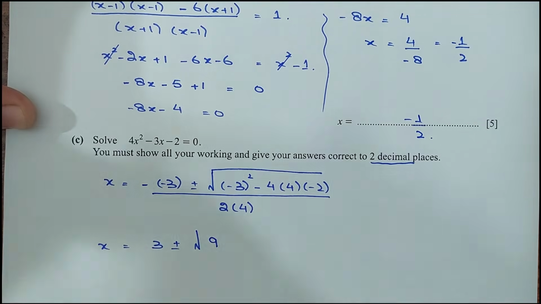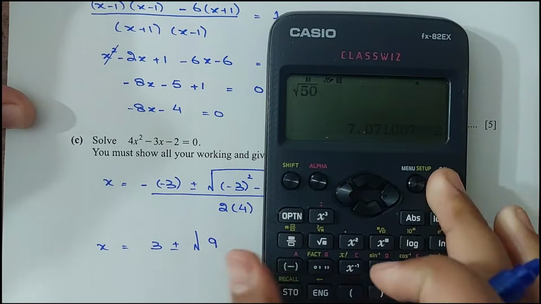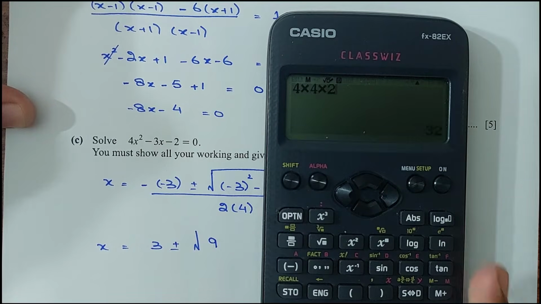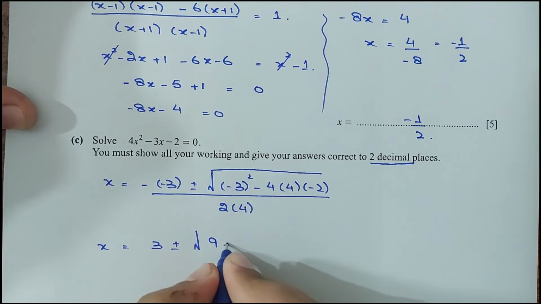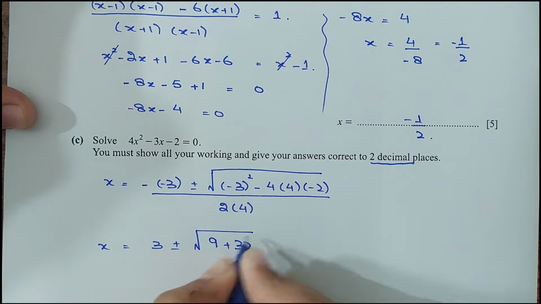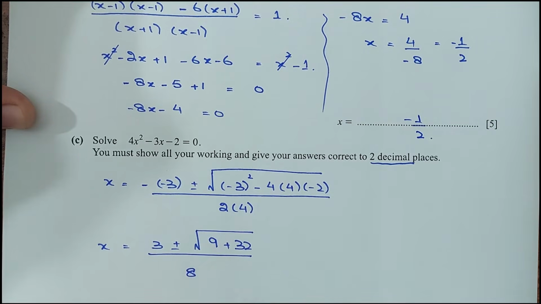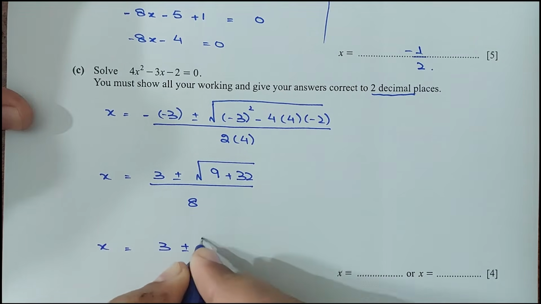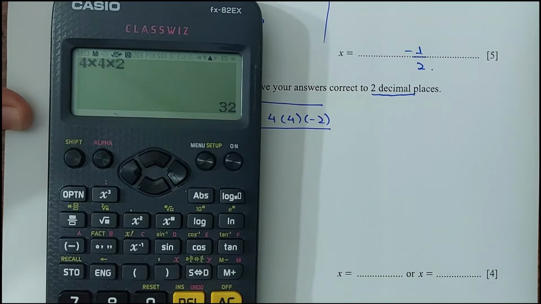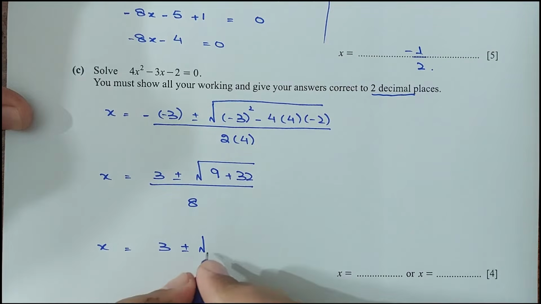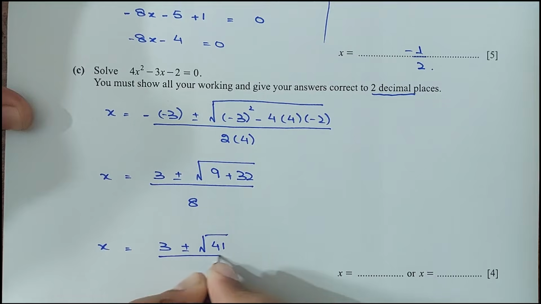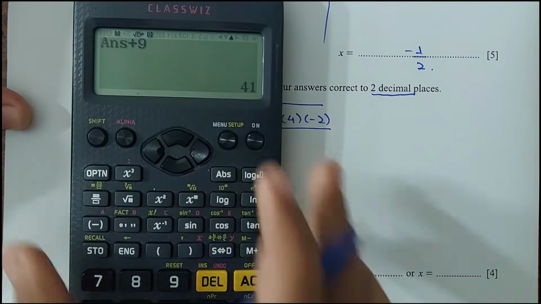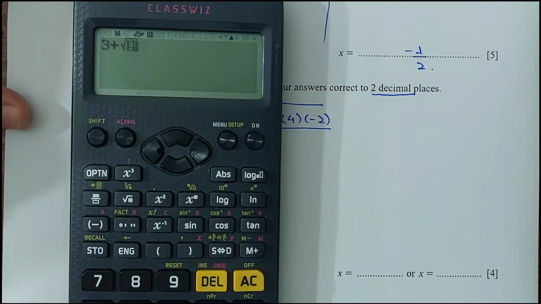We have 9 and 4 times 2, 32, plus 32, divided by 2 times 4 is 8, right? So x is equal to 3 plus or minus square root 32 plus 9 is 41, over 8, right? 3 plus square root of 41 divided by 8, this is 1.17.